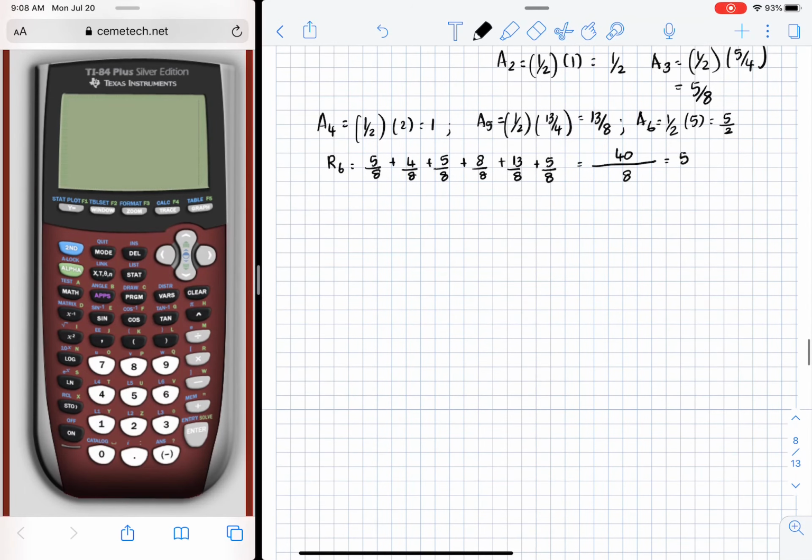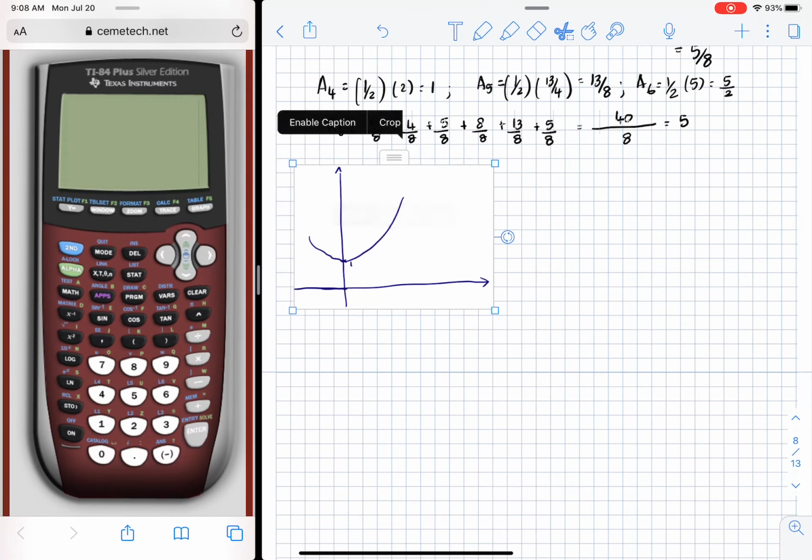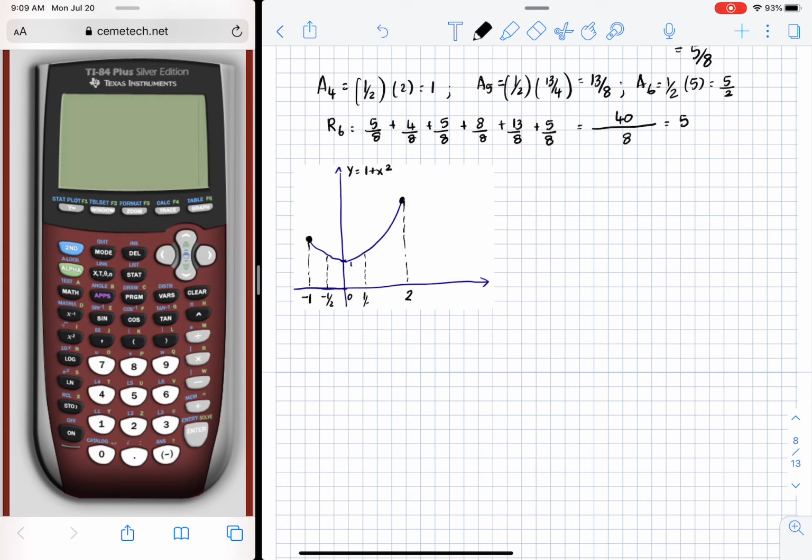We are going to move on to the left sum. So, same process. Endpoints. Y is 1 plus x squared. -1, 2, -1/2, 0, 1/2, 1, 3 over 2. So I've marked all the endpoints.